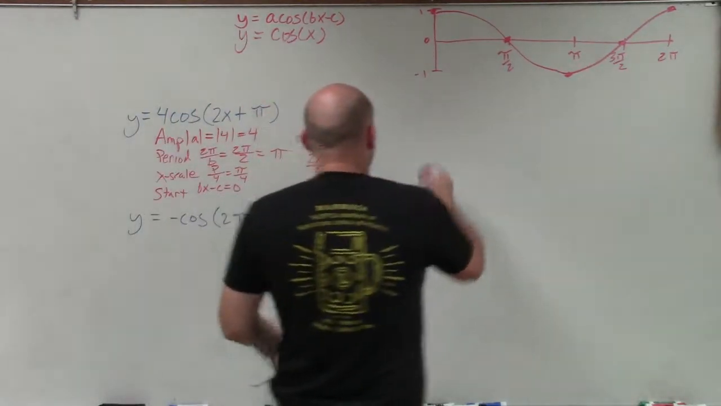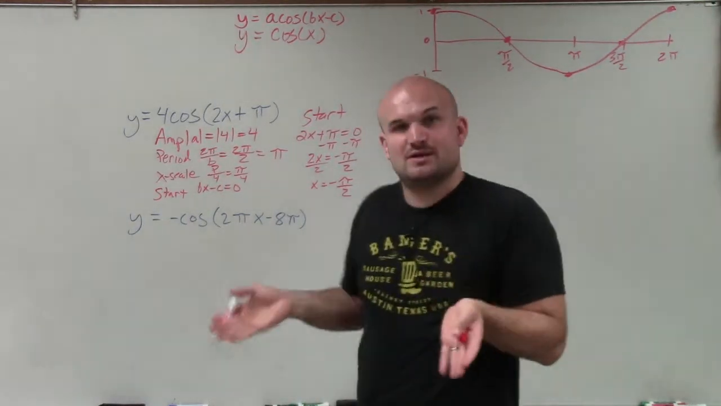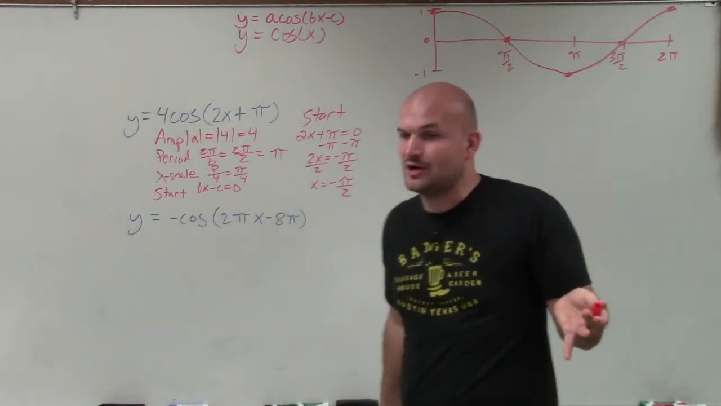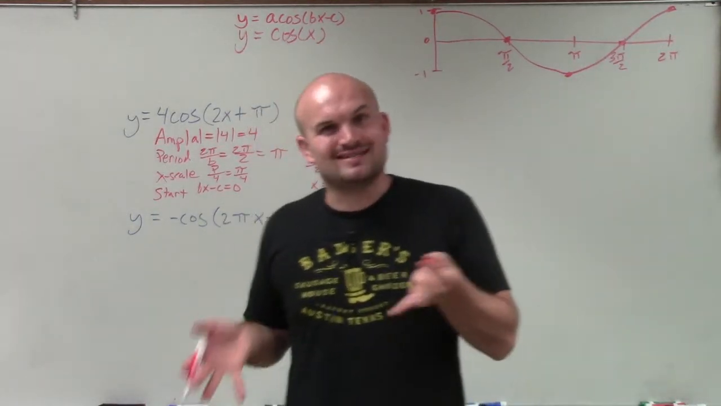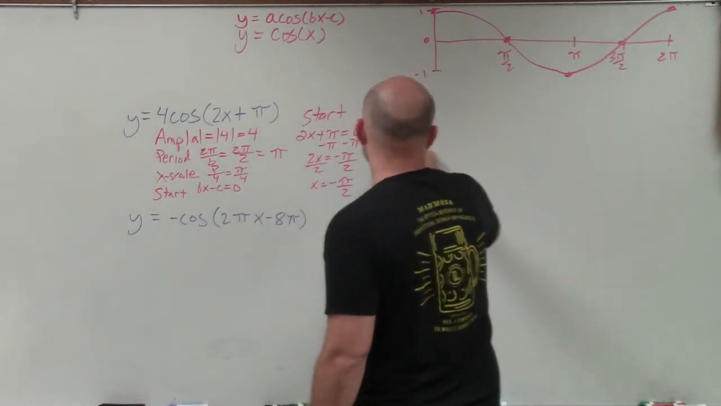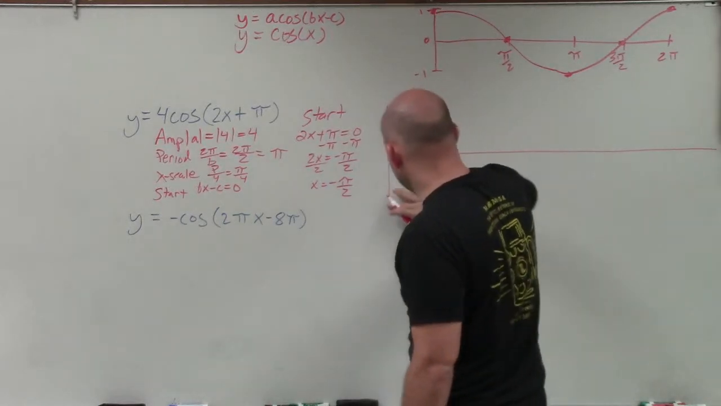OK, so now what that's going to tell me is I'm not going to be starting at 0 like we previously always did. I'm going to start at negative pi halves. Now, that's not to say, though, that we should not include where exactly the y-intercept is. So I'm going to do my typical graph, just like I would do before, right?